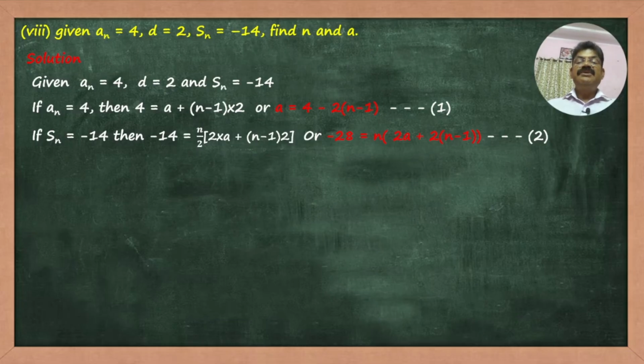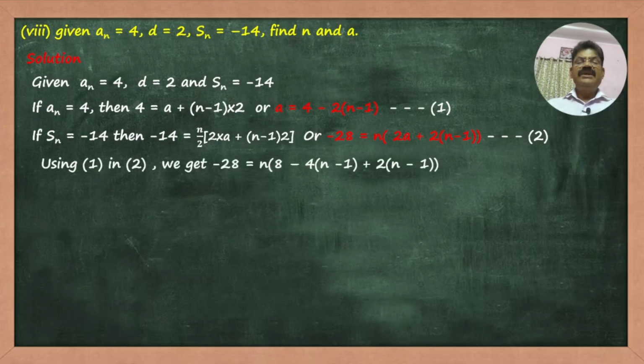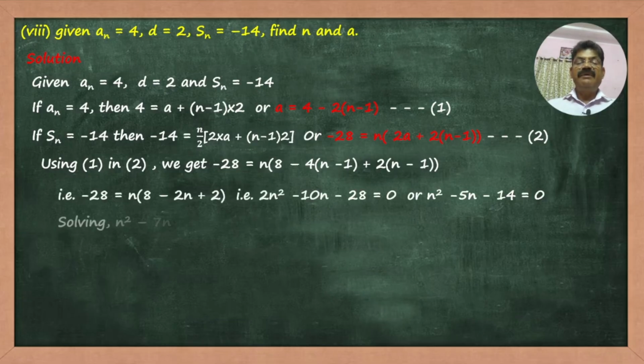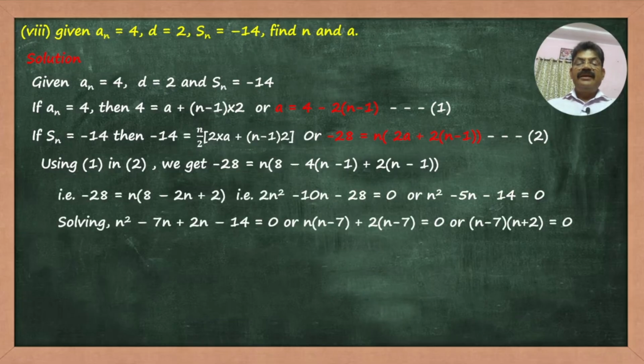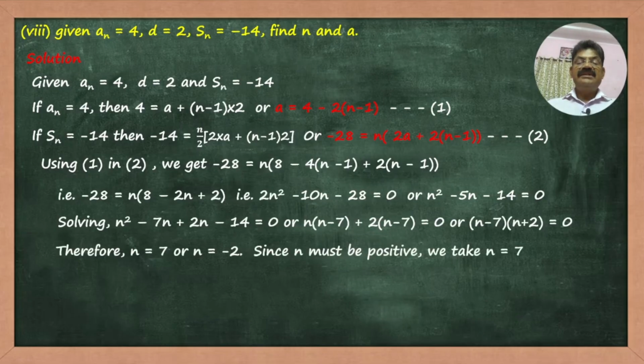In order to substitute 1 in 2, I have written like this. You should not simplify the equations 1 and 2. If you keep like this, you can solve 1 and 2 easily. Using 1 in 2, we get minus 28 is equal to n into 8 minus 4 into n minus 1 plus 2 into n minus 1. When you simplify, you get n is equal to 7 or n is equal to minus 2.